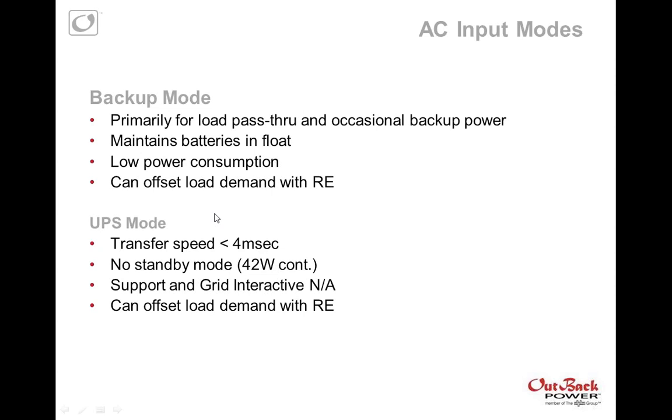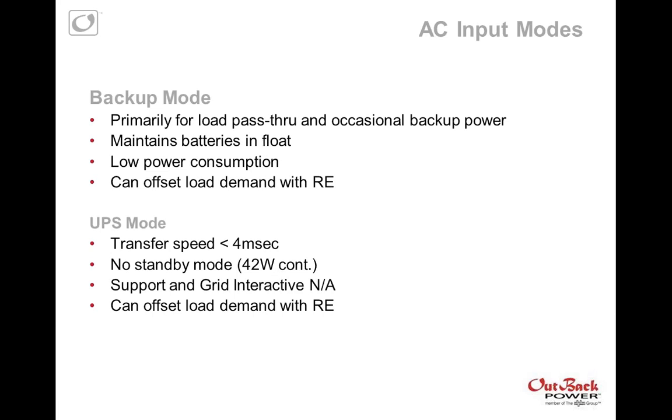So in UPS mode, the transfer speed is 4 milliseconds or less. And if you look at a lot of RFPs for UPSs, you'll see this 4 millisecond spec. With the FX inverter, we weren't able to meet that because we're normally in the backup mode, we're about 12 milliseconds. So there's a small penalty to pay for that. You're not able to go into standby mode, so you have 42 watts of continuous power draw. Support and grid interactive modes are not available, but again, you can offset load demand with renewable energy.